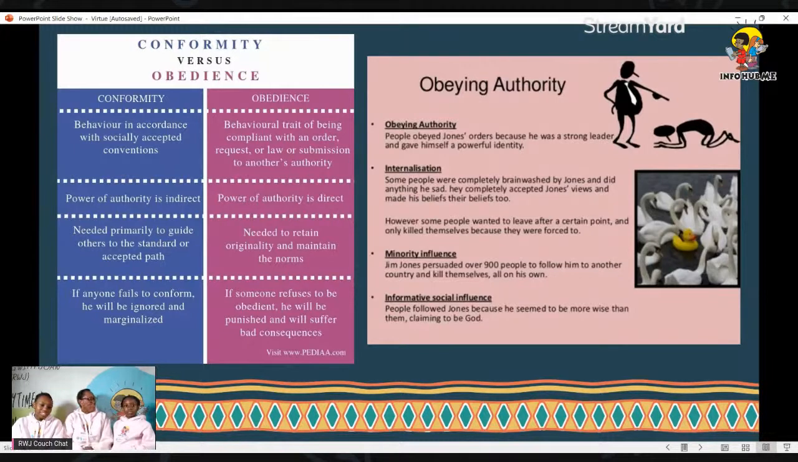But Literature, let's say the next one. If someone refuses to be obedient, they will be punished and will suffer bad consequences. So you see, for conformity, you are ignored and marginalized. But for obedience, you are punished and you suffer the consequence.